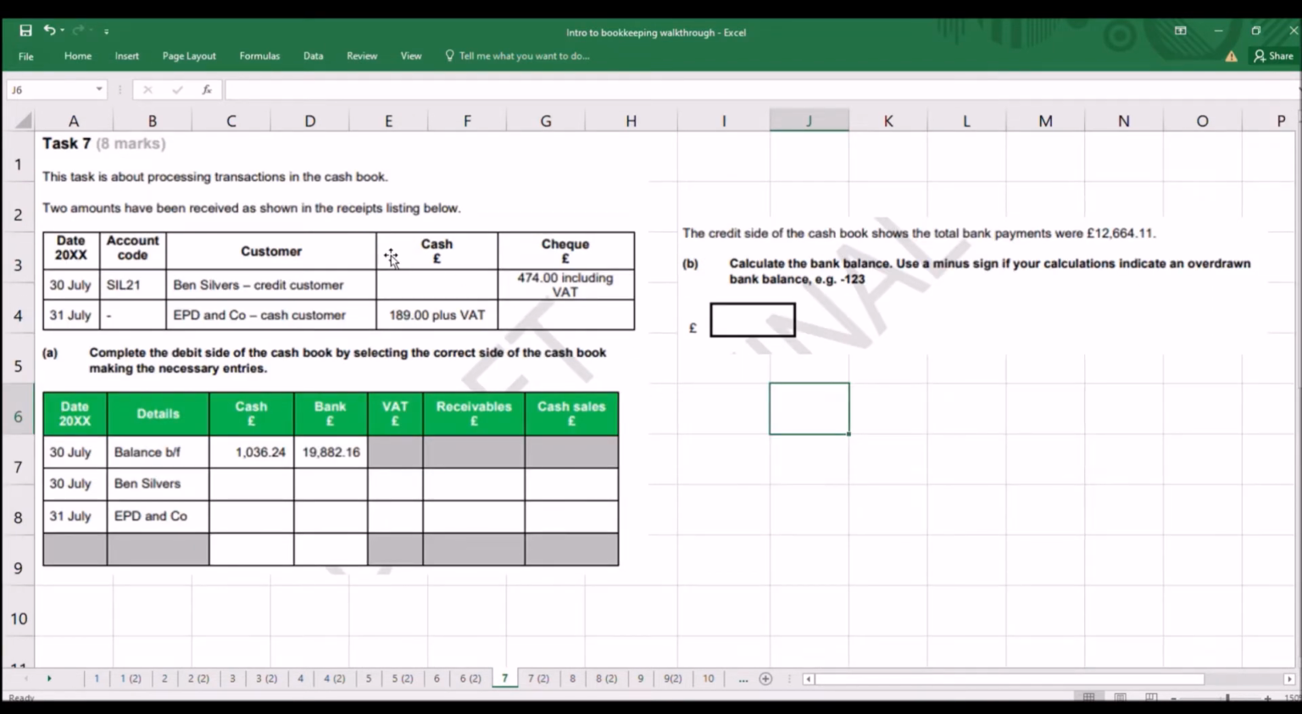Question 7. So question 7 is about transactions in the cash book here. So we've got two transactions in here, and then we've got this debit side of the cash book. So we're going to enter the transactions and complete the debit side of the cash book. So you're going to enter the amounts in there and then start completing the rest of it. And then the credit side of the cash book shows total payments of £12,664, and calculate the bank balance, and then basically you'll carry down your bank balance to see what the bank balance is. Okay, so I'll pause there for a second. You have a go at it, and now move on to the answer.